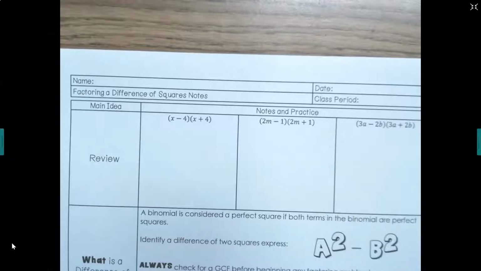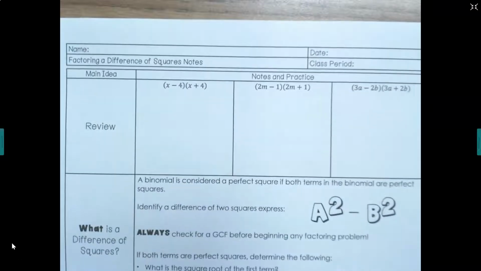Video on factoring a difference of squares. By the end of this video, you should be able to identify and remove a GCF from a polynomial, identify perfect squares and their square roots, and use the difference of squares pattern to factor special case expressions.